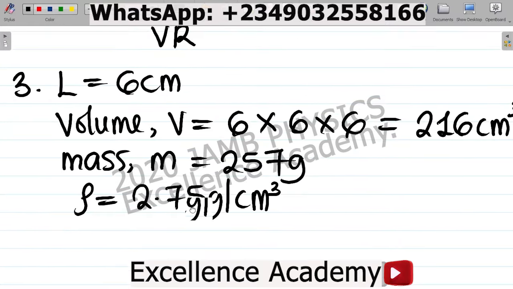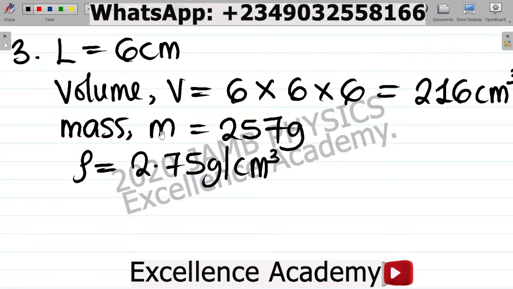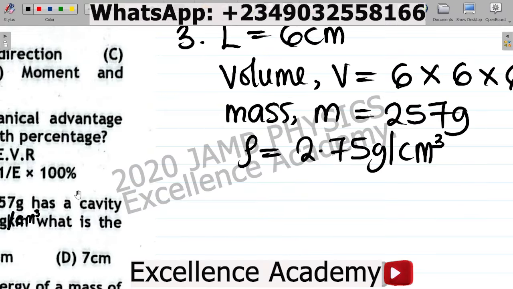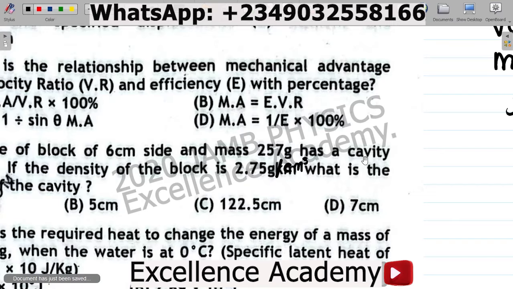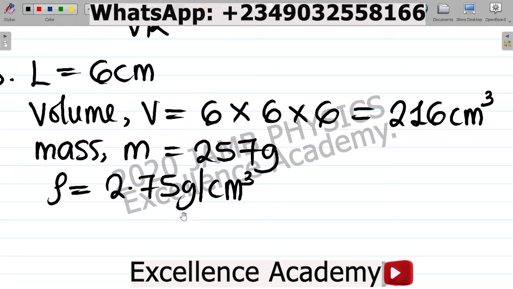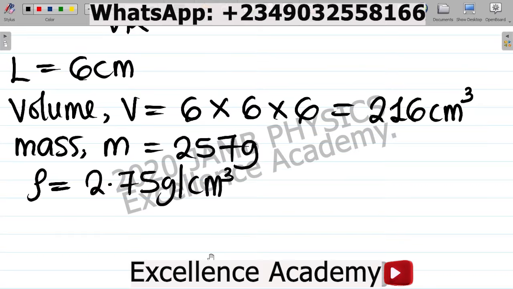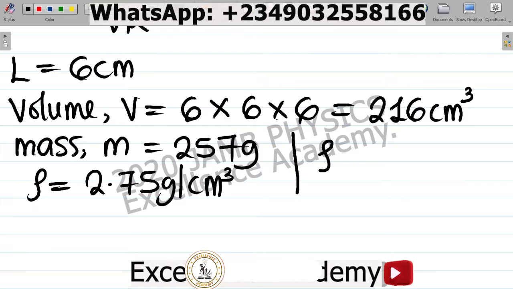Now, all I have to do is simple. I already have the original volume of the cube as 216. Using mass and density, we can find the volume of this cube. Don't forget, they said the cube has a cavity or a hole in it, and we are asked to find the volume of this cavity. To get the volume of the cavity, all we have to do is subtract from the original volume the volume we get by combining mass and density together. Subtract that value from the original volume, and you have the volume of the cavity. So how do you get volume from mass and density? Recall that density rho is equal to mass over volume.